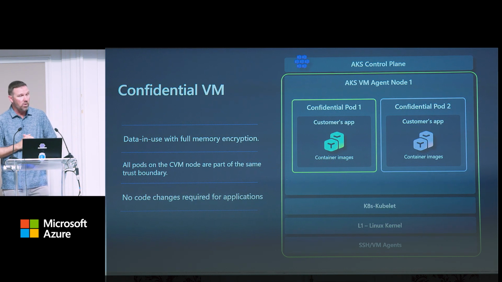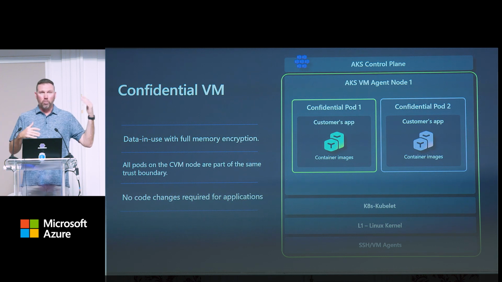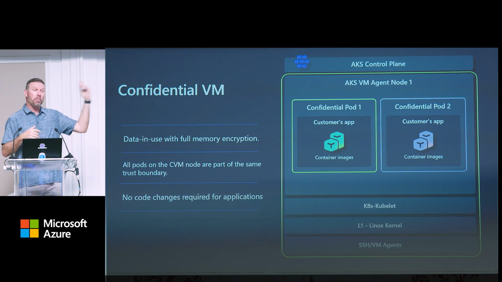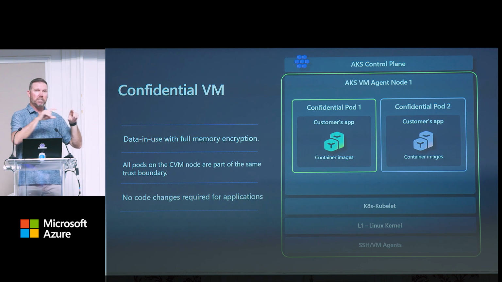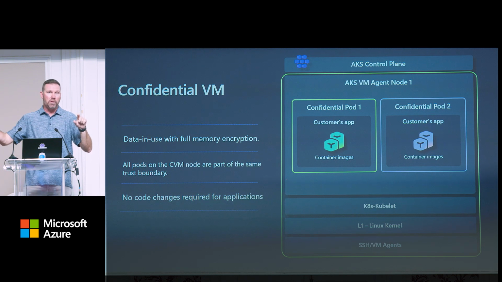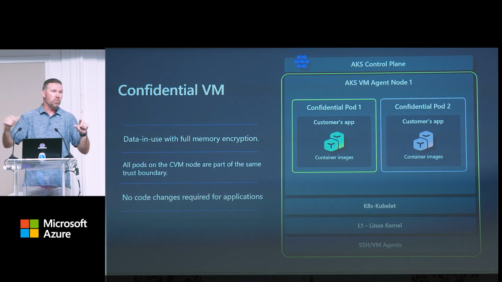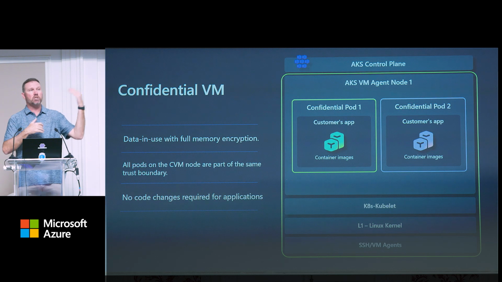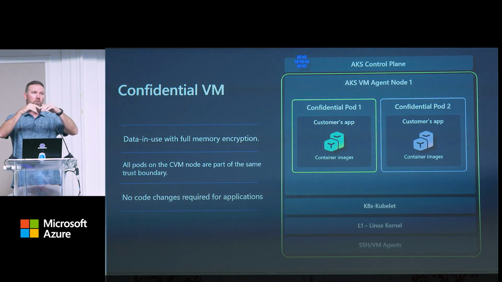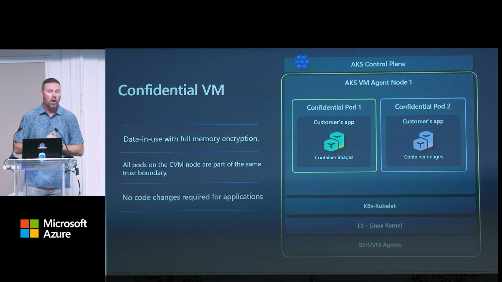Once again, if we take that core principle that we had from the pod sandboxing I talked about, there's no code changes required. I can just basically go through and create a CVM node pool down below that's all running on Ubuntu as an example, because that comes from the open source community as well. And then I just drop my applications on that node pool, and those applications are now encrypted within that boundary.